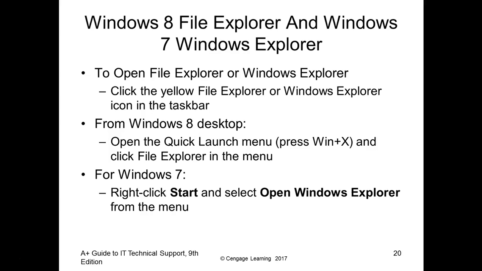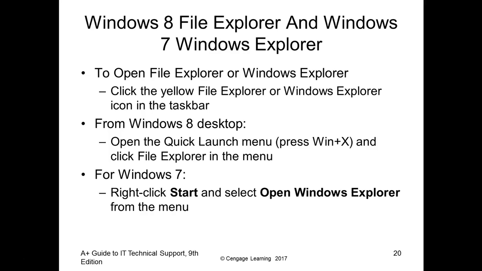Okay, to open up File Explorer, Windows Explorer, there's a couple different ways that you can do that. This is within Windows 8 or Windows 7. Windows 8 will have a little yellow folder in the taskbar that you can click on. Okay, that's one way to open it. In Windows 8, you've got the Quick Launch, which you can open by pressing the Windows key and X, and then click on the File Explorer option in that menu as well. And then this mentions in Windows 7 you can right click on Start and select Open Windows Explorer.